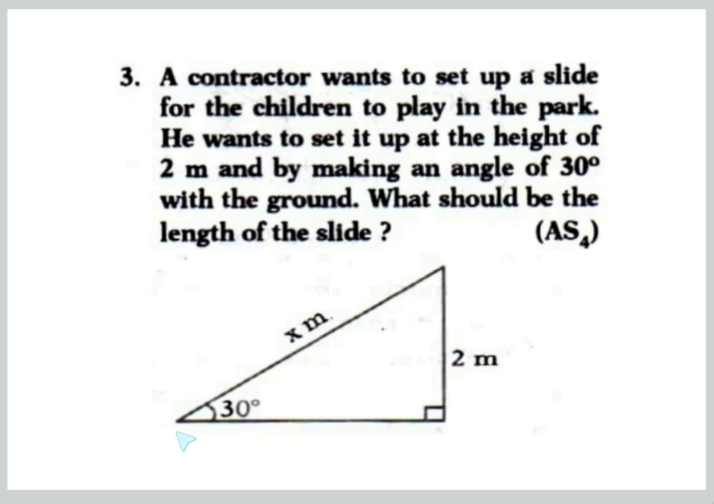Now this is the slide, A, B, C. This is the slide and its height is 2 meters and it is making an angle 30 degrees with the ground. We should find that x. We know that BC is equal to the height of this slide, which is 2 meters, and the angle is 30 degrees and AC equal to x meters.